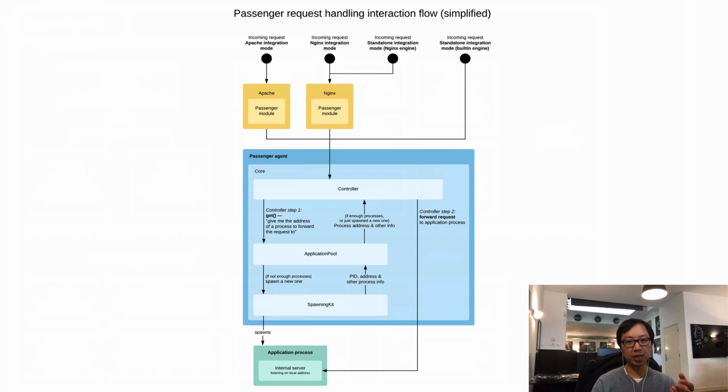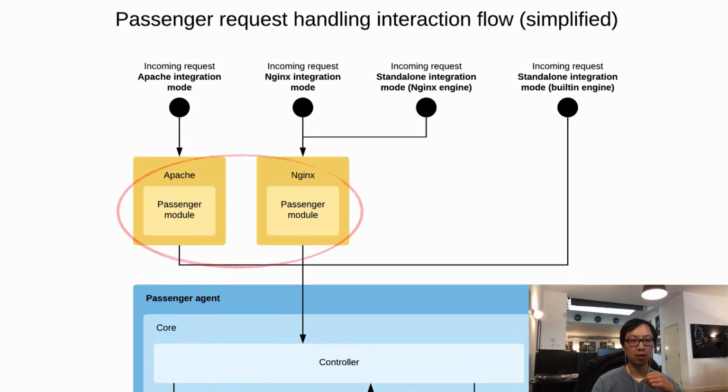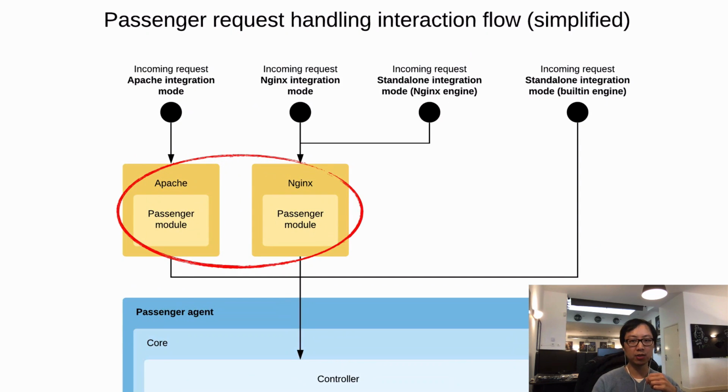Now we just covered passenger's structural architecture. Let's look at the interactions between the different components within a single request lifecycle. A request normally begins inside the web server, so that's either Apache or Nginx. If it is a static file request, then they will just handle it directly. But if Apache or Nginx think that the request should be handled by passenger, then they will forward that request to the controller.